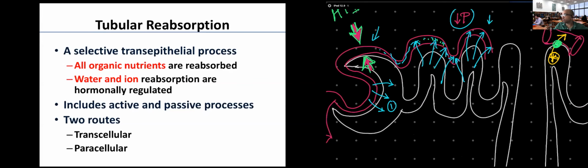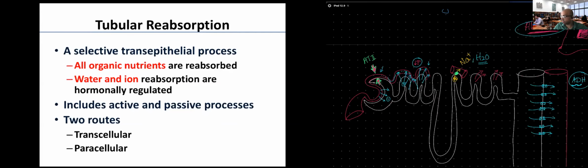The second step of the urine formation was to allow reabsorption, tubular reabsorption, to take place. And tubular reabsorption is a selective process that allows all organic nutrients to get reabsorbed. Most of the water and ions will also be reabsorbed. It includes active and passive processes.